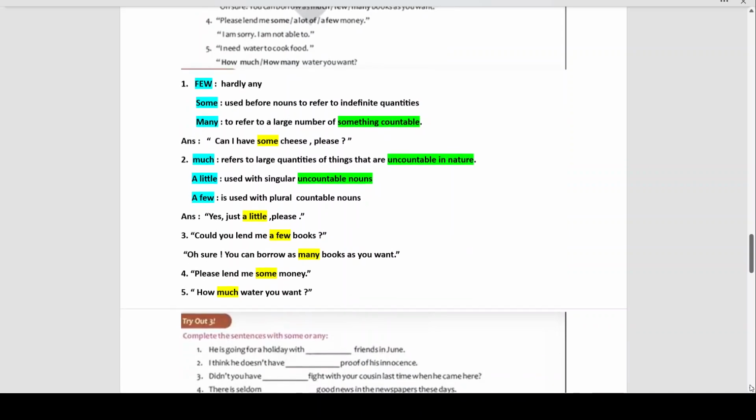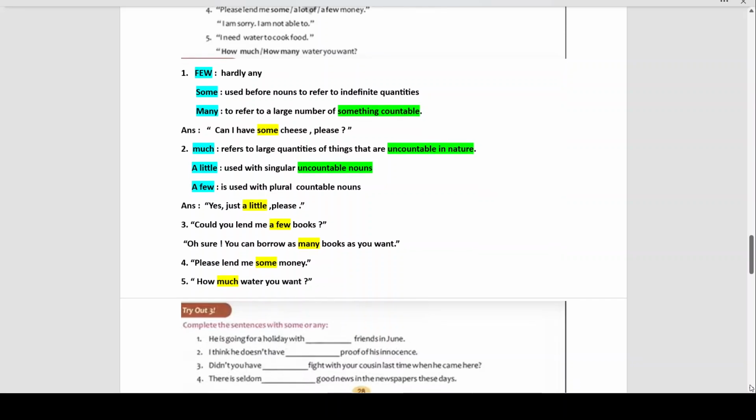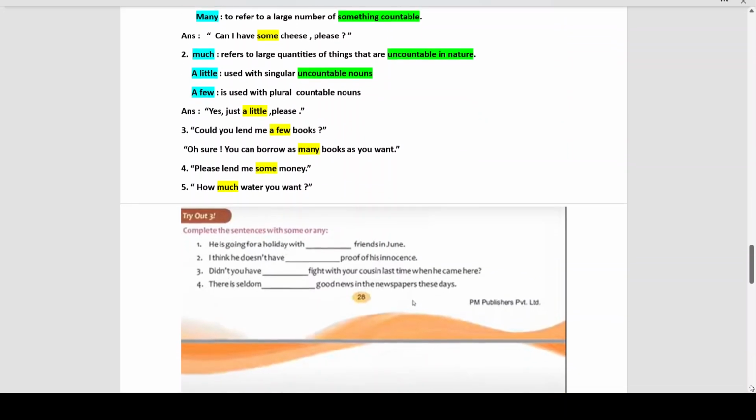Next, number 5. I need water to cook. How much, how many water do you want? It is how much water you want, because it refers to large quantities of things that are uncountable in nature, and water is uncountable. It can be measured in liters but it cannot be counted.